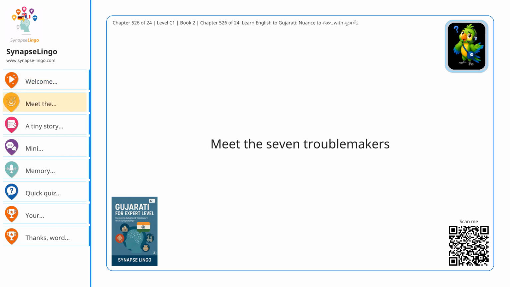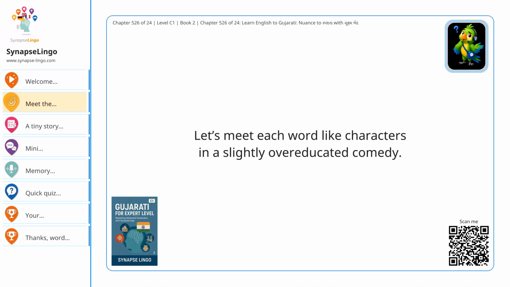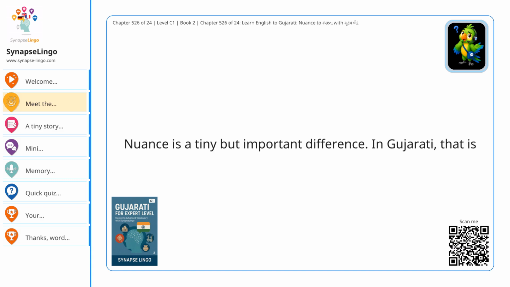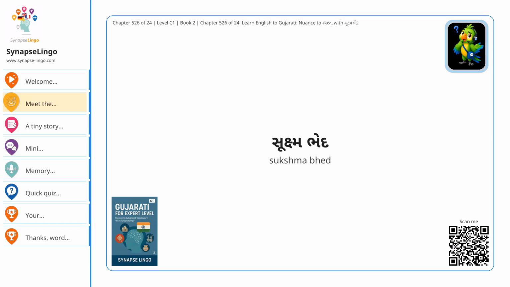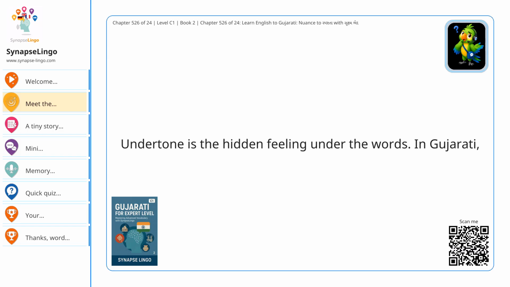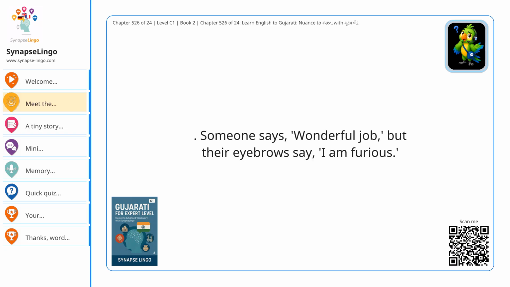Meet the 7 troublemakers. Let's meet each word like characters in a slightly overeducated comedy. You listen, repeat, and enjoy the chaos. Nuance is a tiny but important difference. In Gujarati, that is सूक्ष्म भेद. Imagine 2 socks that look the same, but one says, I contain meaning. Undertone is the hidden feeling under the words. In Gujarati, अंतर्निहित भाव. Someone says, wonderful job, but their eyebrows say, I am furious.